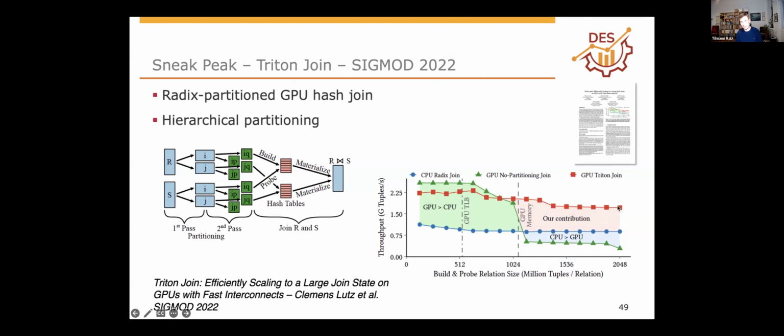We still have this very high throughput, which is significantly faster than the CPU, and also significantly faster than what the no partitioning join would be able to do.